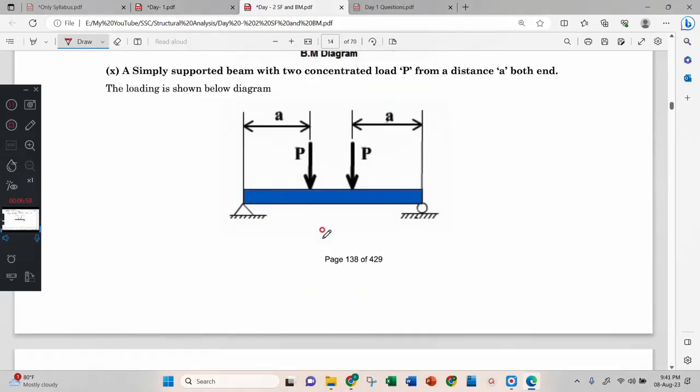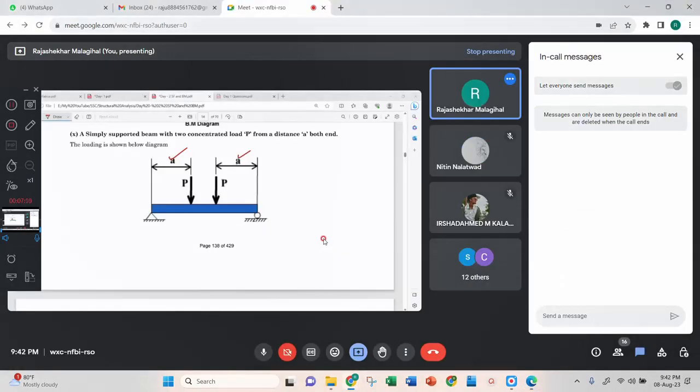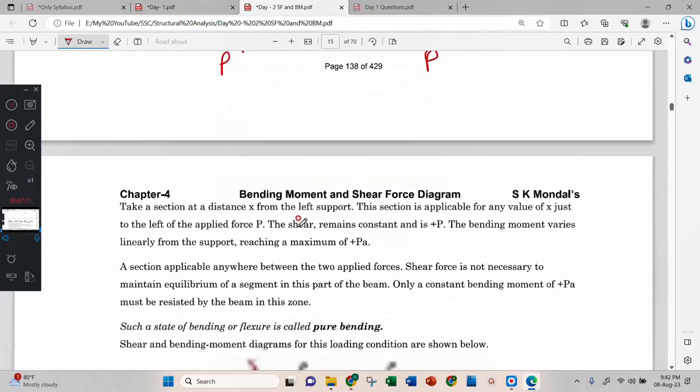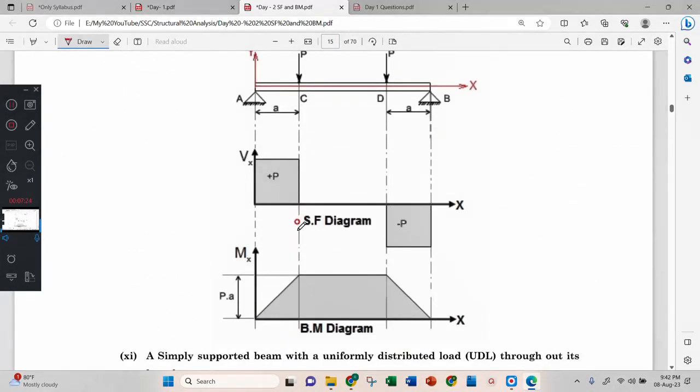Now very interesting, 2-point load. This is A distance and this is A distance. Then the support reaction is very easy. In such a case symmetry is there, no? Therefore this is P, this is P. Now look here, this P and this P, this P and this P.